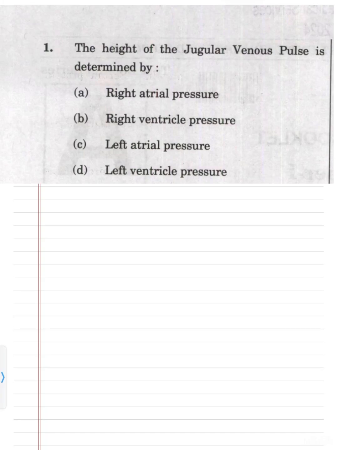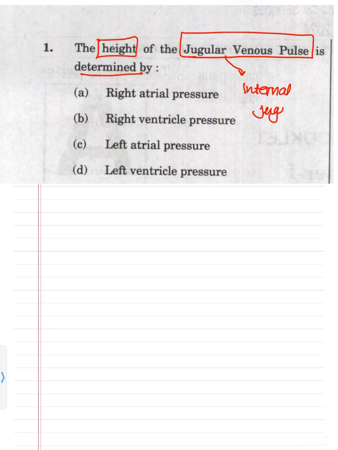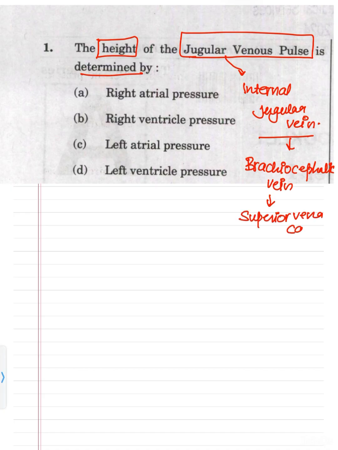Question number 1: the height of the jugular venous pulse is determined by. Jugular venous pulse means pulsation in the internal jugular vein. The internal jugular vein drains into the respective brachiocephalic vein. The brachiocephalic veins of both sides, right and left, join to form the superior vena cava. The superior vena cava drains into the right atrium. So the JVP, the internal jugular vein, is directly connected with the right atrium.